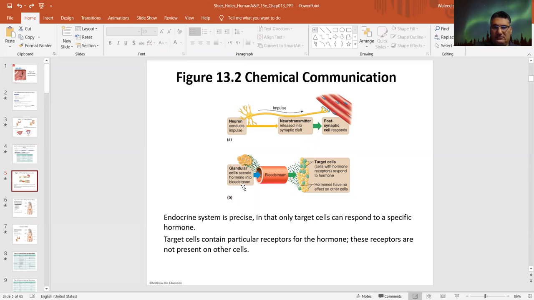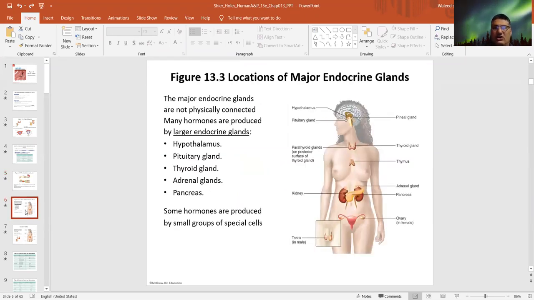Here you secrete, and the secretions go to the blood and go to the target cells that are far away. It doesn't have to be that far away, but it's not in the same organ. So it's usually secreted from one gland, goes to the blood, and reaches the target cells. So we are going to cover multiple endocrine glands. There are a lot of them, but these are the major ones, not the only ones. We will have more than that. But these are the major ones right here.